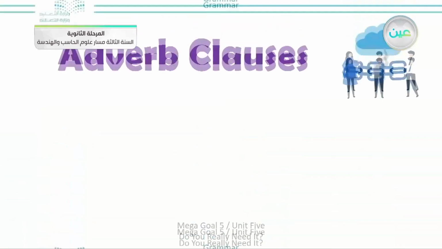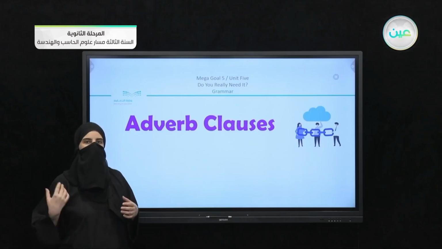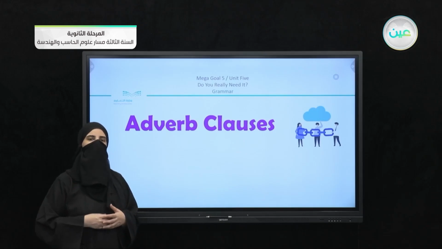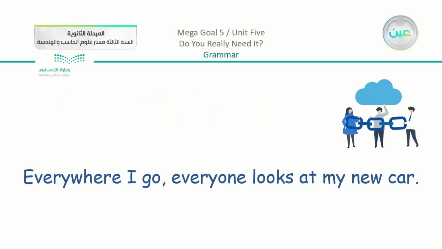So moving on, we have here, as we said, adverb clauses. Now I gave you the idea of adverb clauses, and here, like we did before, we are just going to revise what is the meaning of a clause before we start. So I'm going to give you an example here. Everywhere I go, everyone looks at my new car. Here you can see that this is a complete sentence, one sentence. There is a full stop at the end, completely, one sentence.